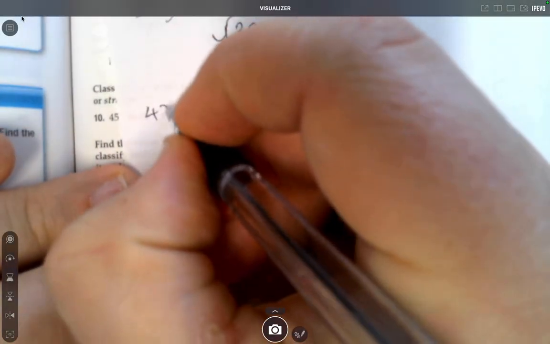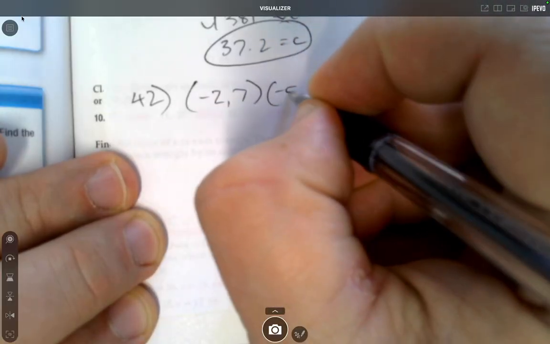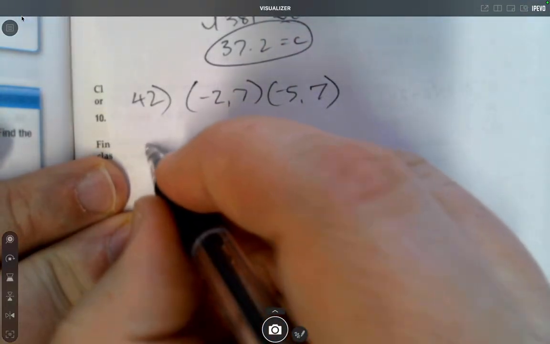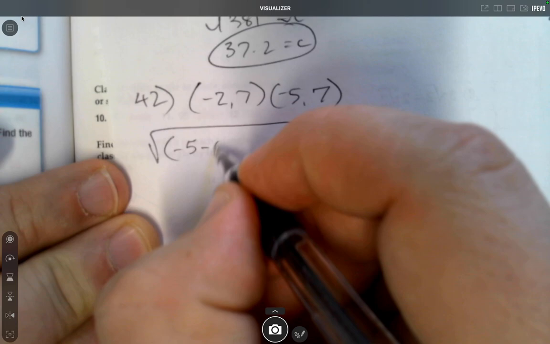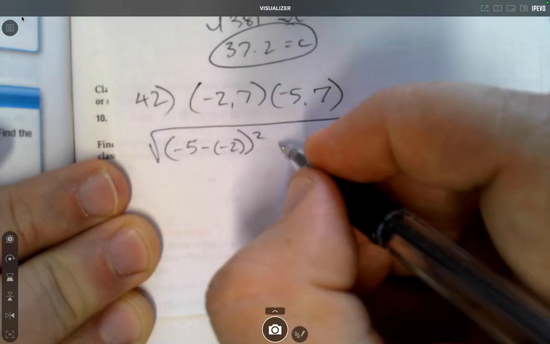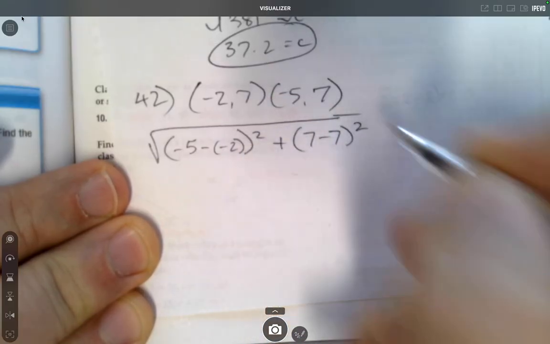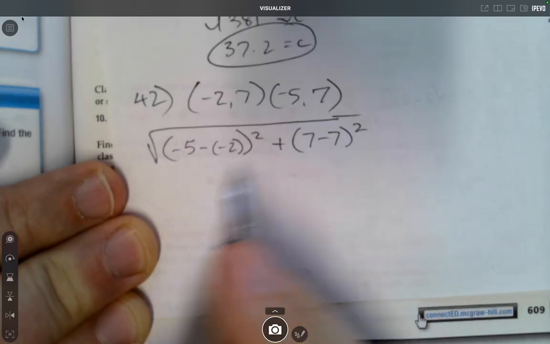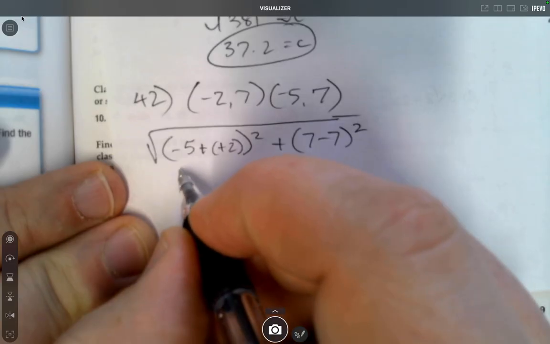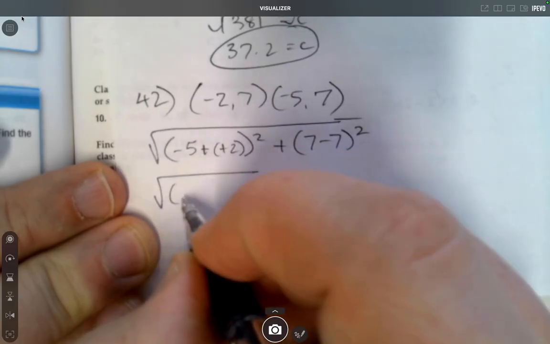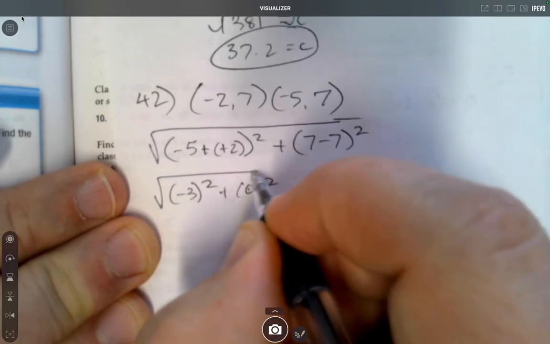Okay, 42, we're doing the distance formula, and we have the points -2, 7, -5, 7. So we do the big square root, and we subtract the x's. -5 minus -2, all squared, plus the second y, 7, minus the first y, 7. And this formula will be provided for you on the board. Minus a negative is plus a positive. -5 plus 2 is -3, and 7 minus 7 is 0.